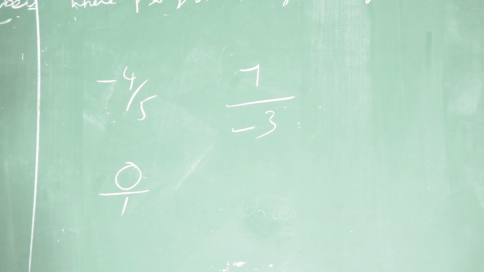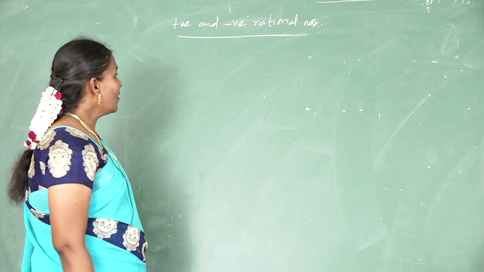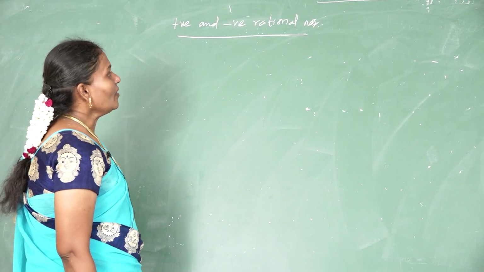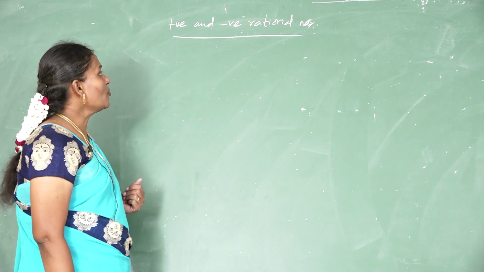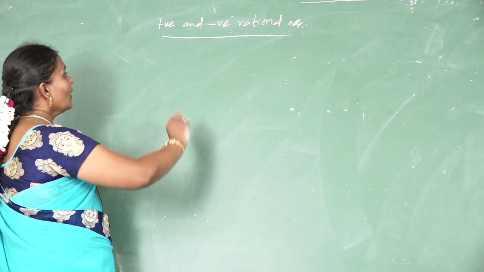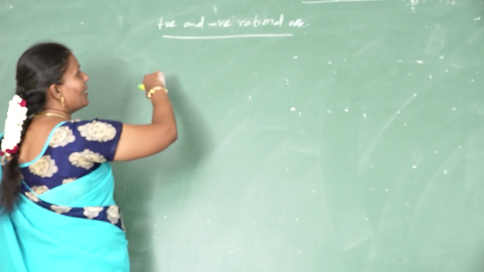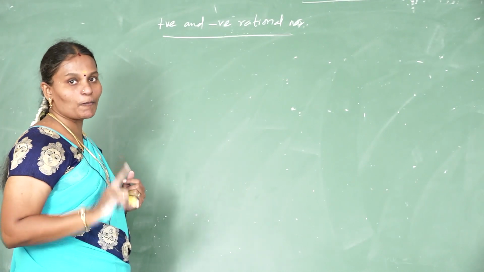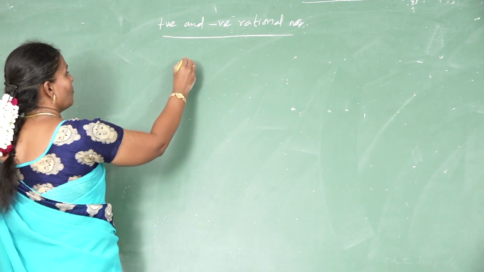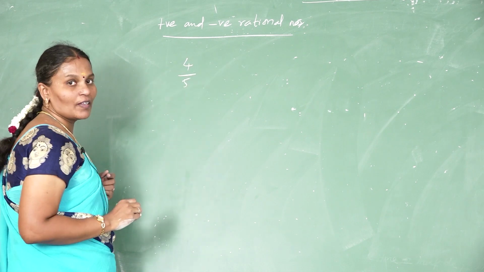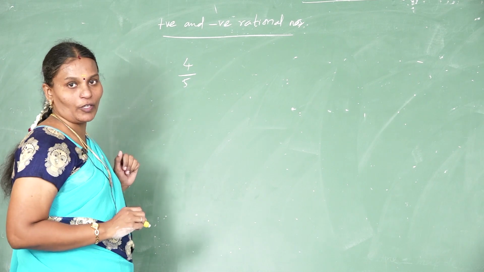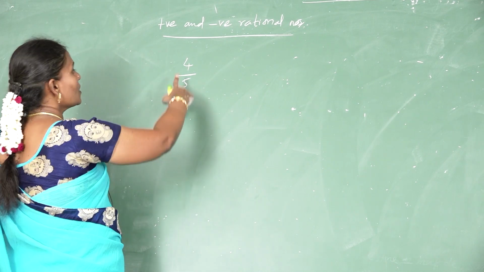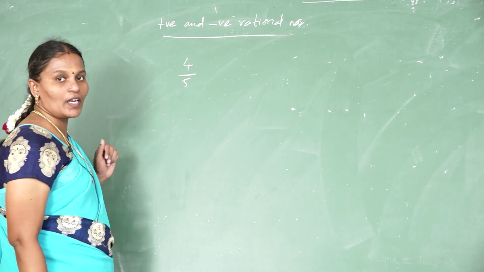Good. Now we see the heading positive and negative rational numbers. What is meant by positive rational numbers? See, in a rational number, the numerator and the denominator must be positive. For example, 4 by 5. Here 4 is positive and 5 is also a positive integer.